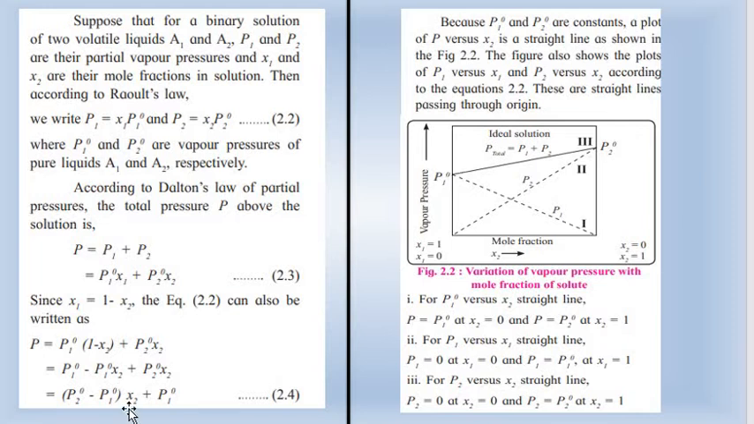And if I put the x2 value as 1, what will happen? P1 naught will be cancelled, this P1 naught, and P2 will remain. So I will get the next value here. If I join these 2 points, I will get the total pressure. This is how we draw the graph between P1 and x1, between P2 and x2, and total pressure with this mole fraction.